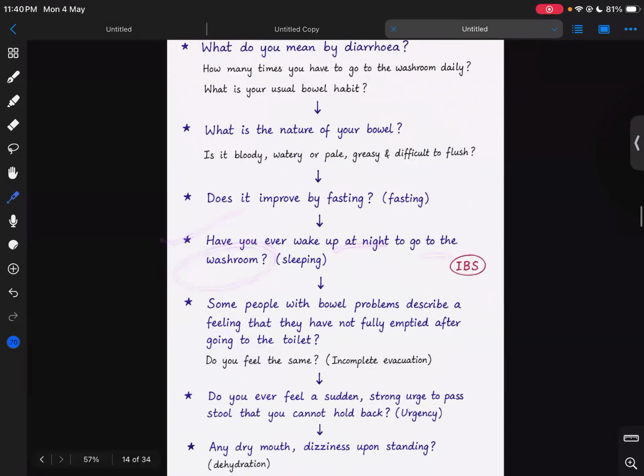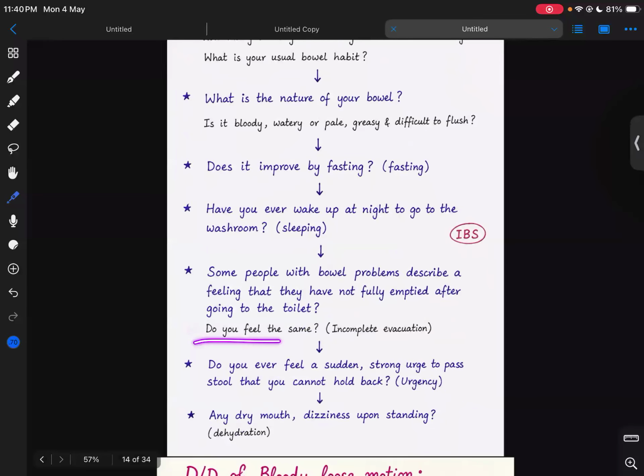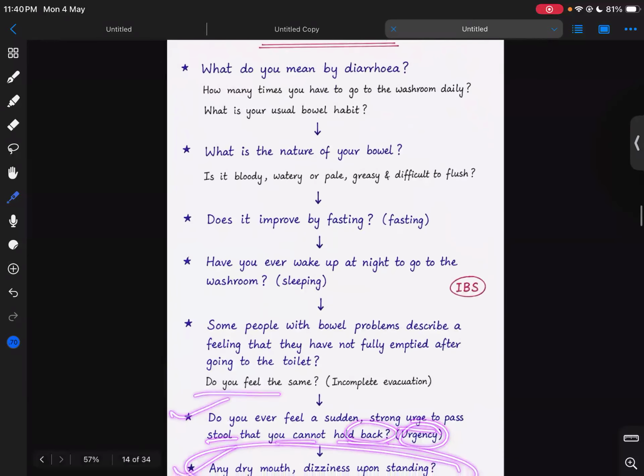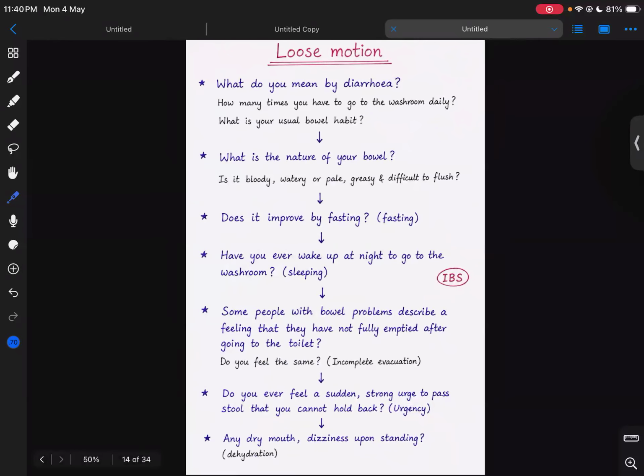Then, some people with bowel problems describe feeling that they have not fully emptied after going to the toilet. Do you feel the same? Do you feel a sudden strong urge to pass stool that you cannot hold back? This is for urgency. And ask about any dry mouth, dizziness upon standing. Let me know, doctors, if anyone has any confusion from these initial questions of loose motion.